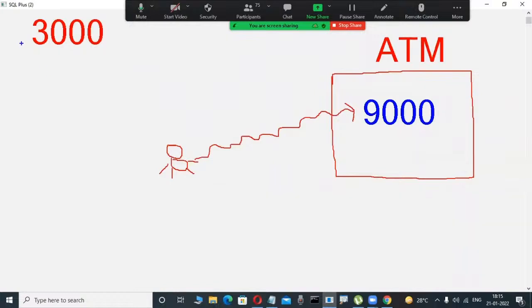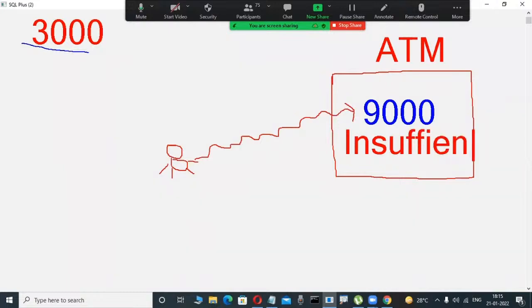Here my balance is 3,000, but how can I get 9,000 rupees? It is impossible. In this case, it will give a message. Are you observing your ATM machines? Maybe some message will be displayed, suppose "insufficient funds", something like that.